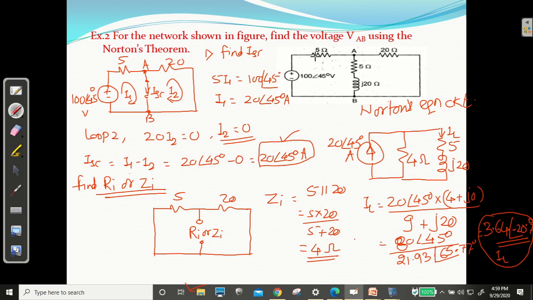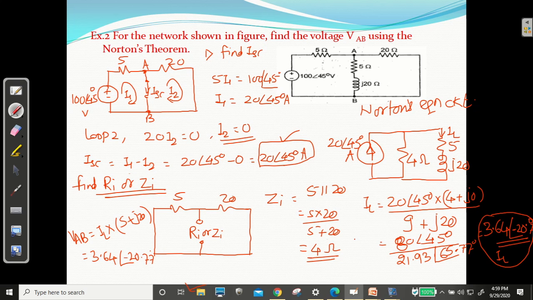Now they are asking to find VAB. What will VAB be? VAB equals what? The current here is IL into this 5 plus J20. IL into this 5 plus J20. What is IL? 3.64 of the angle minus 20.77.